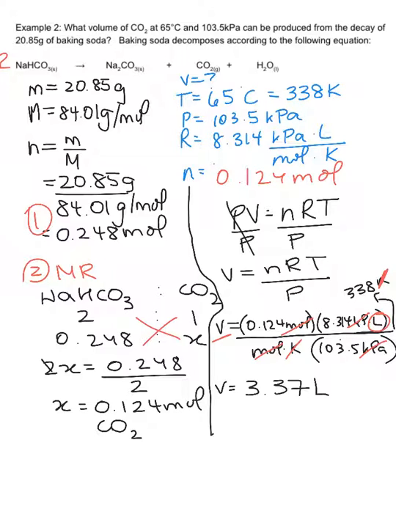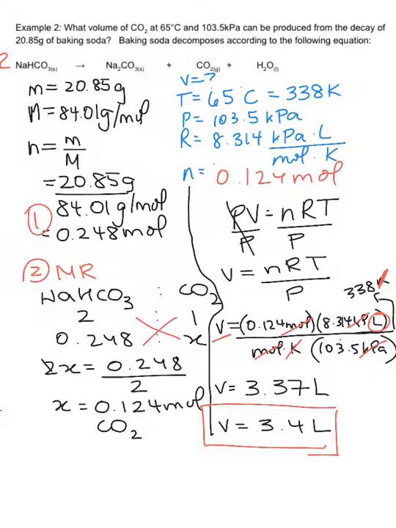So let's go back to our initial question, make sure our sig figs are all good. I should only be reporting 2 sig figs here, and that's from my temperature. So the volume actually equals 3.4 liters as my final answer for the volume of carbon dioxide being produced.